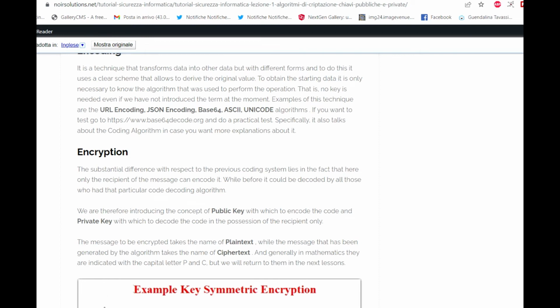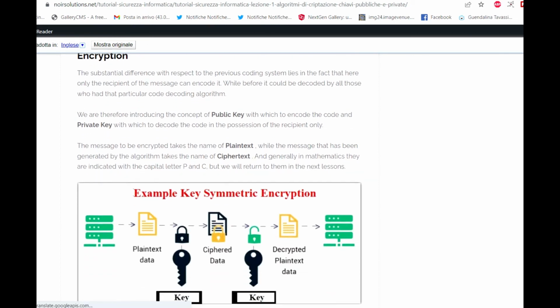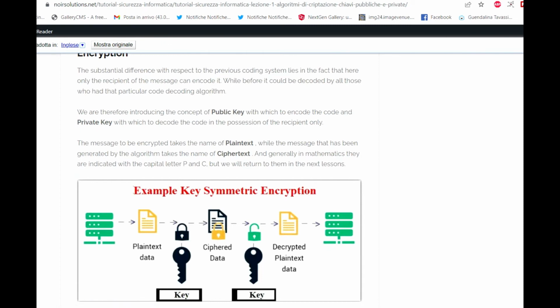Encrypting. The substantial difference with respect to the previous coding system lies in the fact that only the recipient of the message can decode it, while before it could be decoded by all those who had that particular decoding algorithm. We are therefore introducing the concept of a public key with which to encode the message and a private key with which to decode it, in the possession of the recipient only.